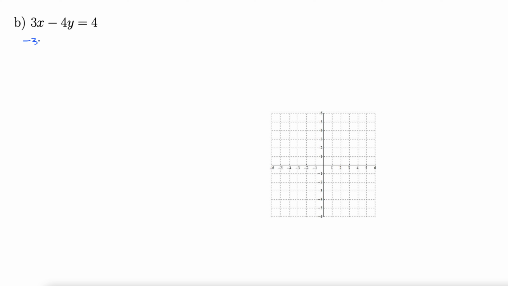Let's subtract the 3x from both sides. That leaves us with negative 4y equals negative 3x plus 4. And notice how I'm putting the x part right next to the equal sign, so I can get it into our y equals mx plus b form. That's our goal. All right, now we divide both sides by negative 4.